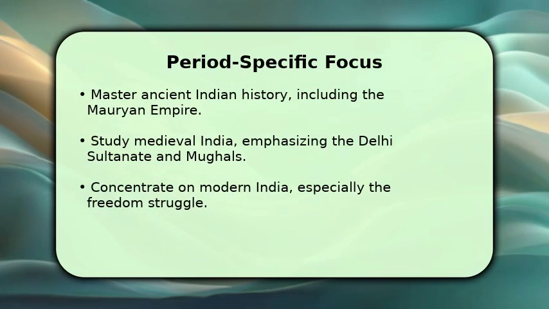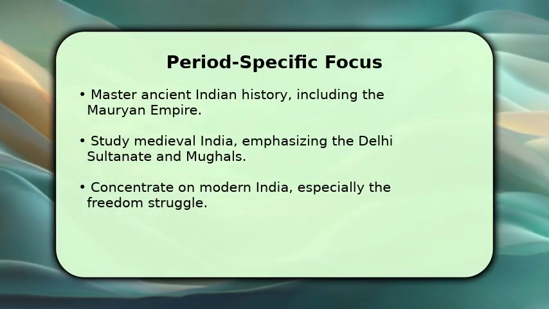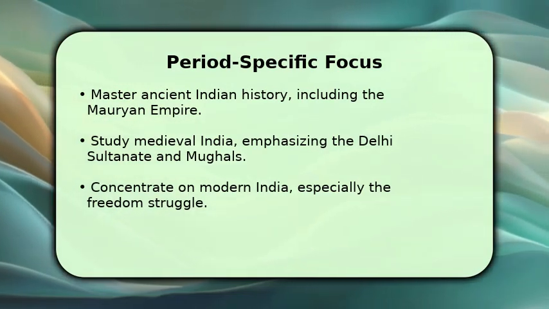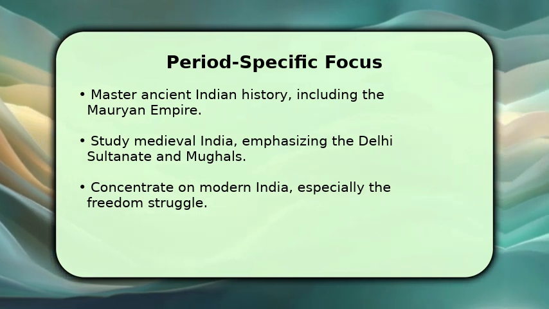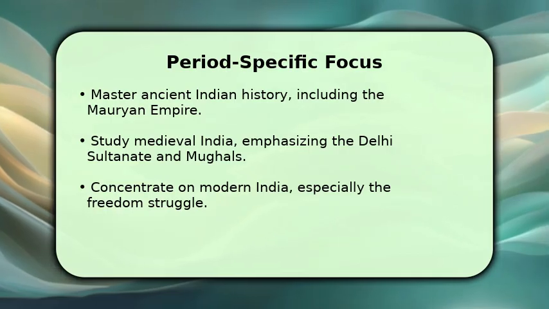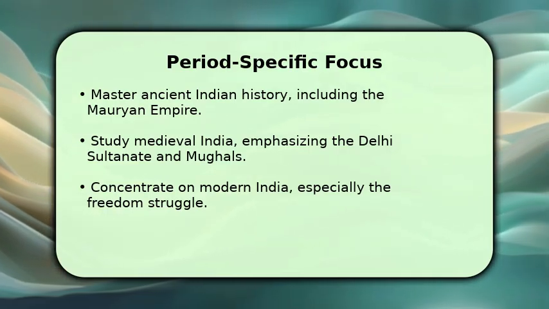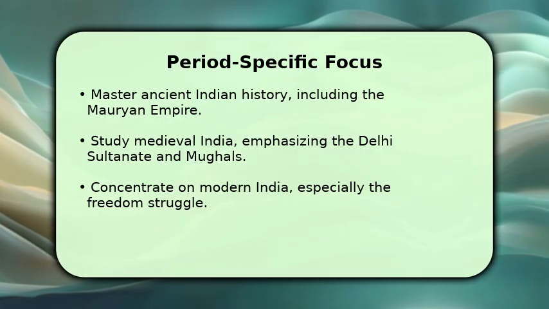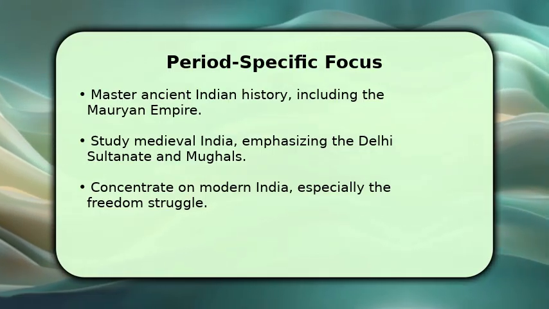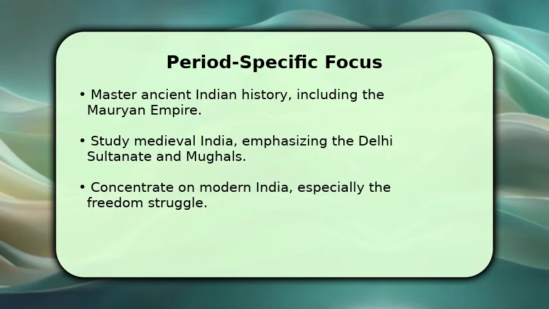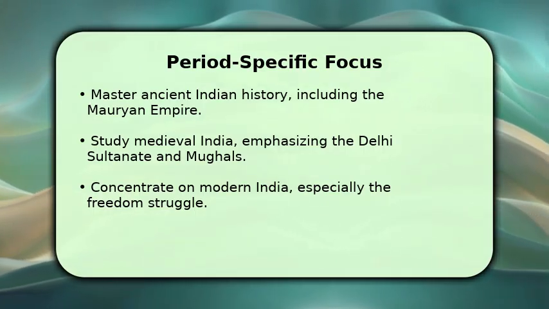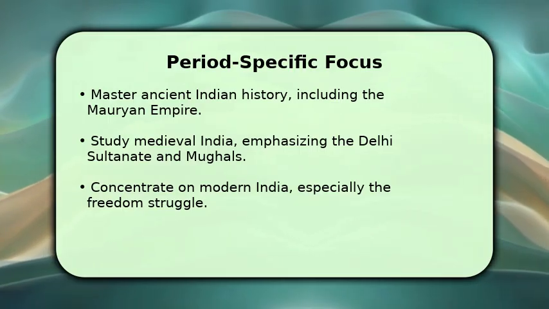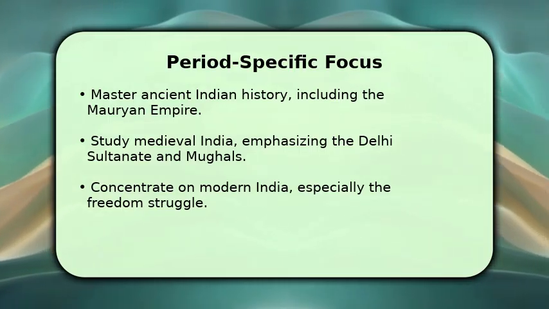For ancient history, pay close attention to major empires like the Mauryan and Gupta periods and their administrative structures. In medieval India, understanding the rise and fall of the Delhi Sultanate and the Mughal Empire is paramount. Modern Indian history demands a strong focus on the Indian freedom struggle, including key movements, leaders, and significant acts. Each period has its unique challenges and requires a tailored approach.